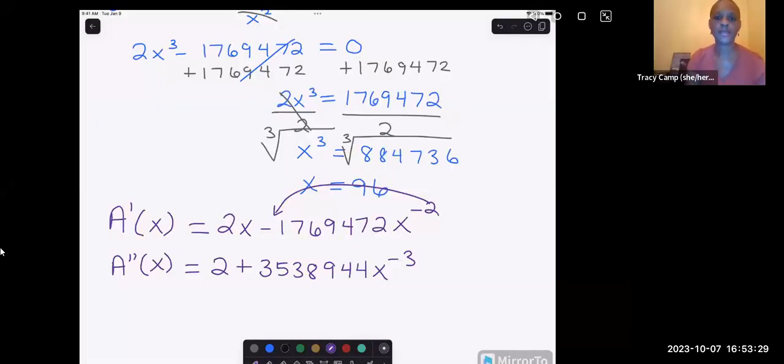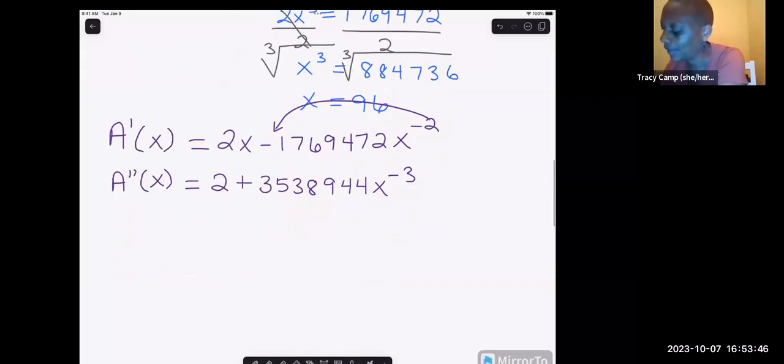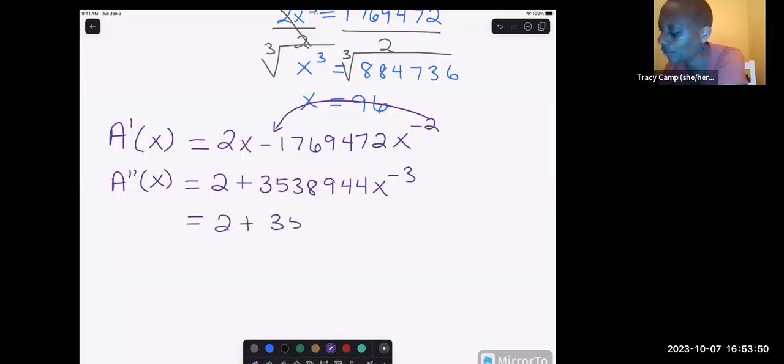Okay, so I multiplied 2 times that number and I got 3,538,944x. And then using the power rule, I subtracted 1 from the -2 to get -3 here. And so I'm just going to rewrite this as 2 plus 3,538,944 over x cubed.